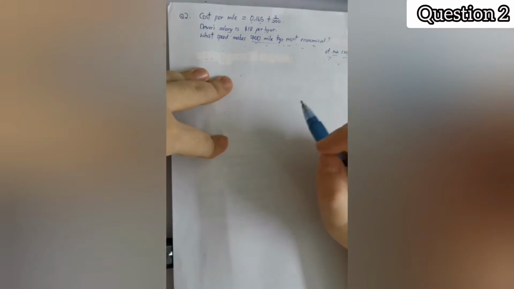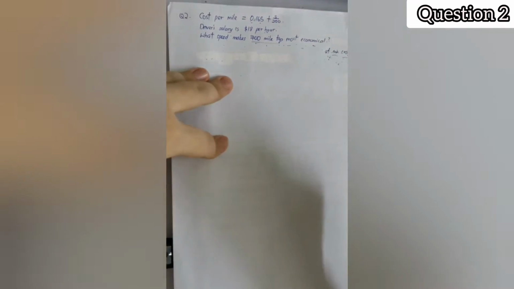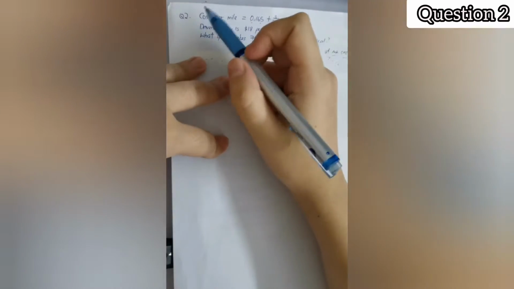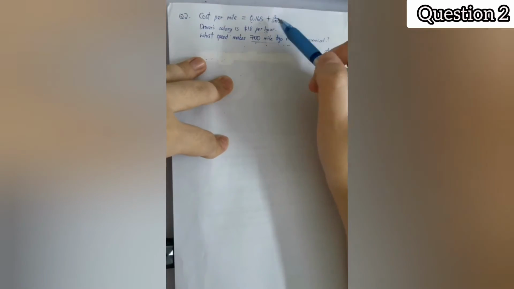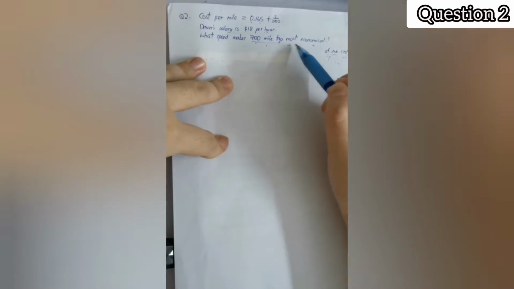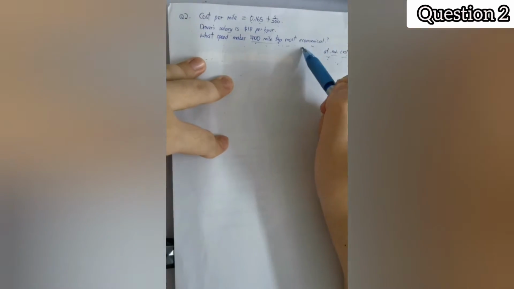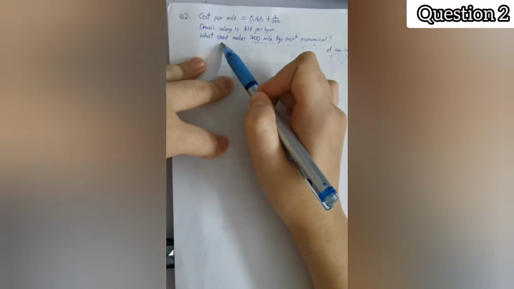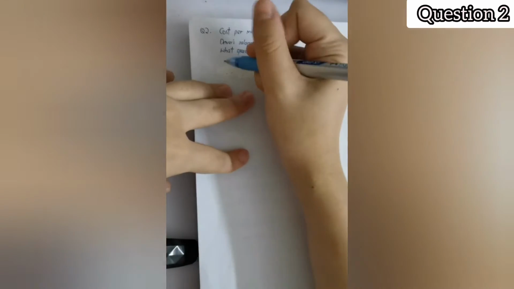Before we start our first order condition, we have to find the objective function. It is given the cost per mile, and driver salary is not included in this. So we need to know the total cost that makes the 700 mile trip most economical, and from there we can find out what speed. So the objective function we can use is total cost.